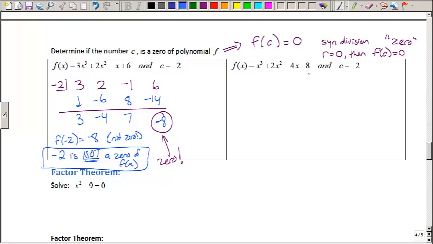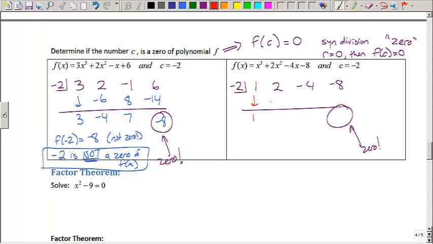Taking a different polynomial, I'm going to do the same process. I am going to put my c, which in this case is still -2, and my coefficients, not missing any. After I work this all out, I would like my remainder to be a 0. I'm really hoping, okay? If it's not a 0, then it's not a zero of the polynomial. If the remainder here is 0, then this c is a zero of the polynomial using the definition of zero and also the remainder theorem.